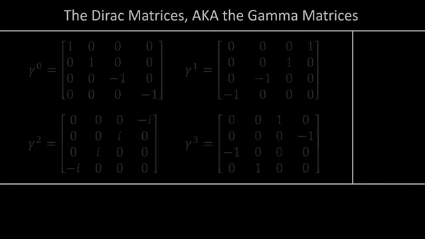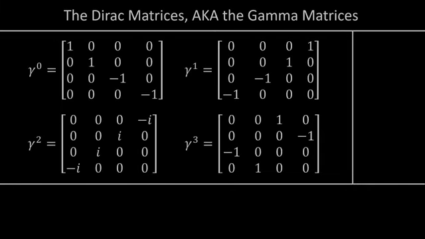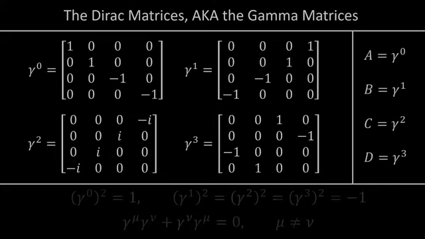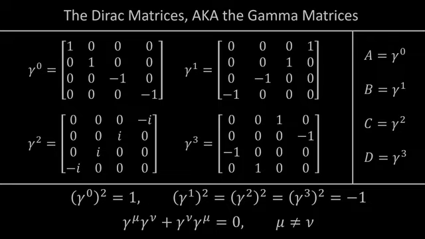Alright, so here are the Dirac matrices. The Dirac matrices are also called the gamma matrices, so gamma 0, gamma 1, gamma 2, gamma 3. In spirit, the gamma matrices are just the A, B, C, and D that we were looking for. By the way, you do not have to memorize the Dirac matrices, okay? You can look them up.